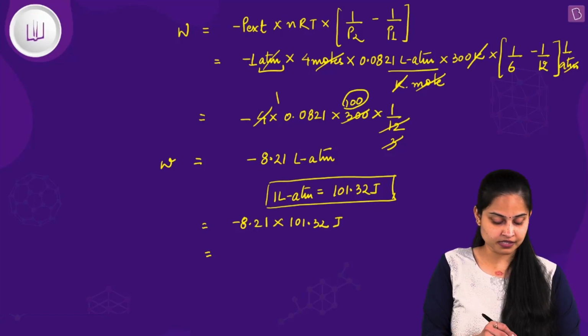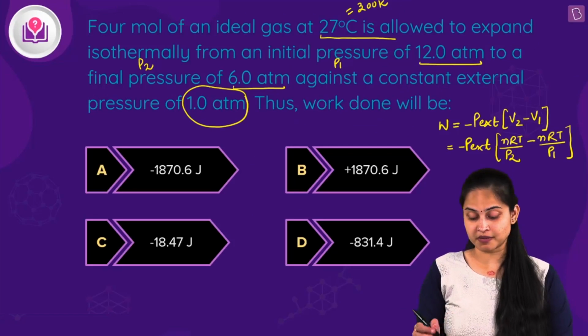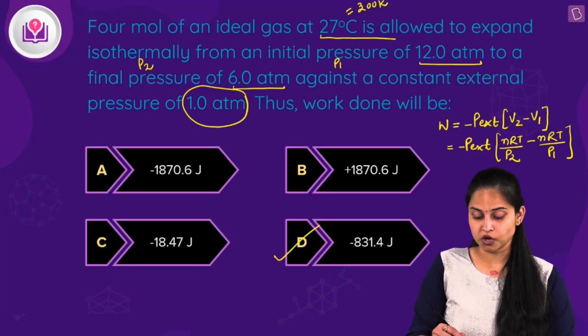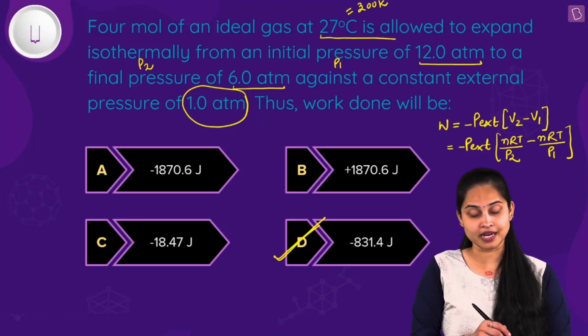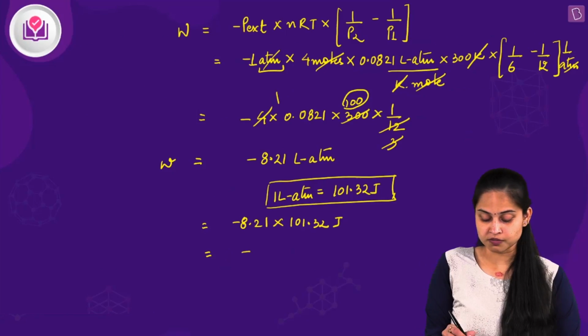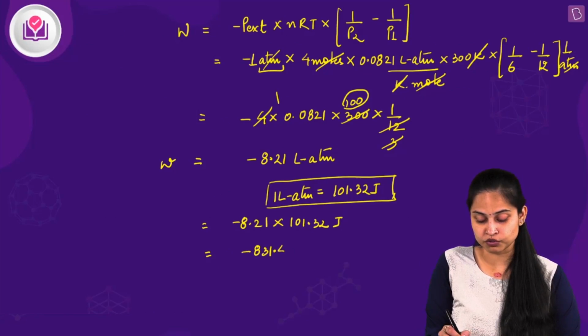So basically your answer is going to come out negative and it will be minus 831.4 joules. Option number D is the right answer. Minus 831.4 joules.